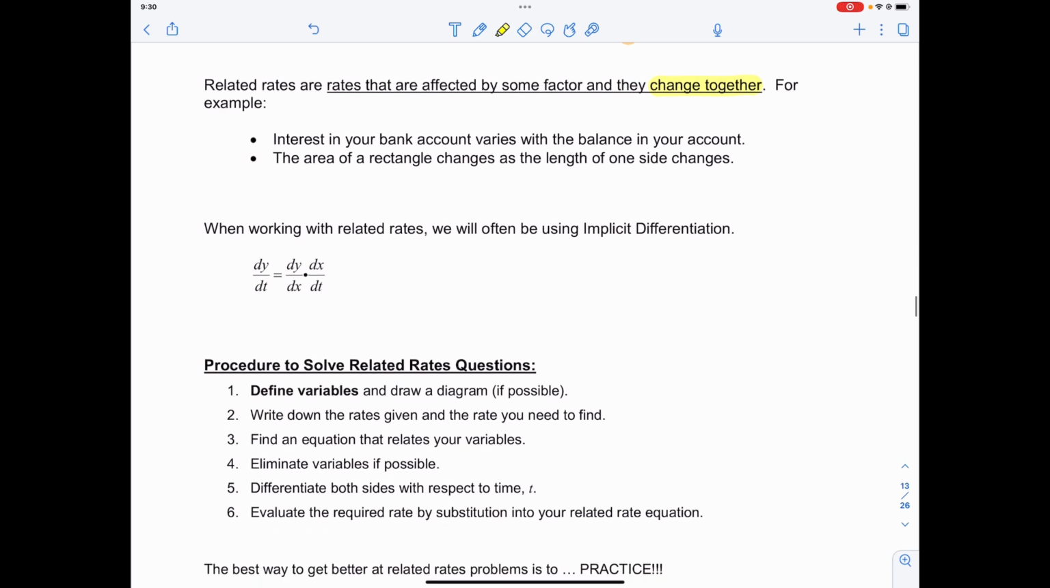And like we said, when working with related rates, we'll often be using implicit differentiation. So because I'm solving for the change in y over time, that means that I'm taking the change in y over the change in x, or the differentiation of y in terms of x, multiplied by the differentiation of x in terms of time.